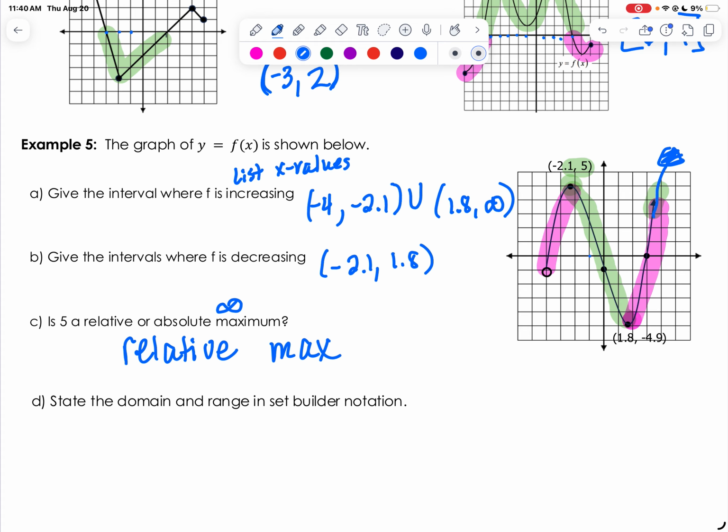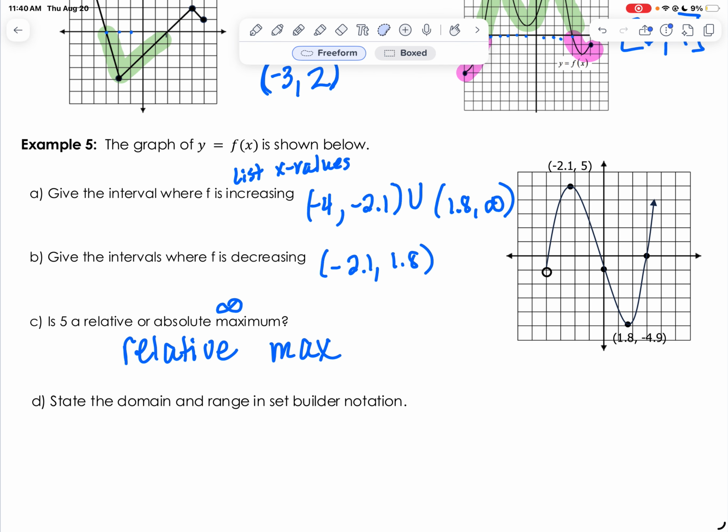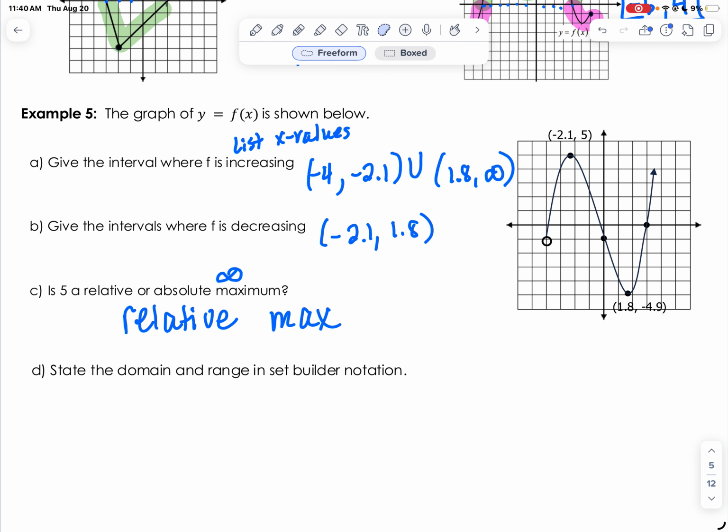State the domain and range in set builder notation. So domain for set builder notation, we use our brackets, then I'll put x such that, and we want to describe the x values here. So our smallest x value is at negative 4, and our largest x value is over here at infinity. So we know that all the x's are greater than negative 4. So the set of x's such that x is greater than negative 4.